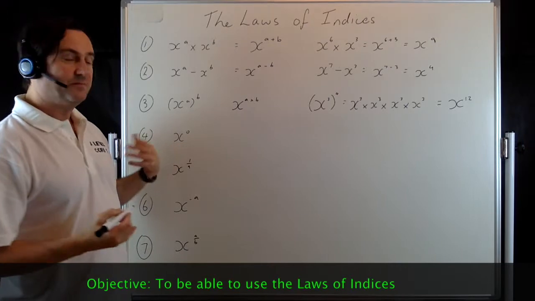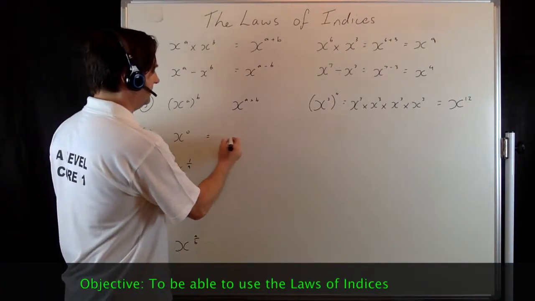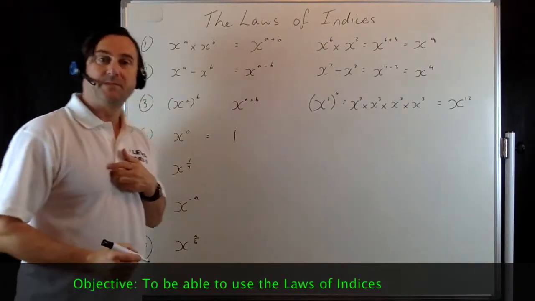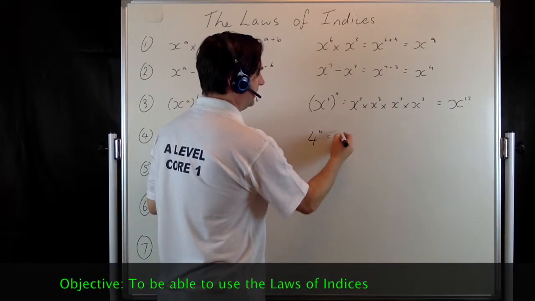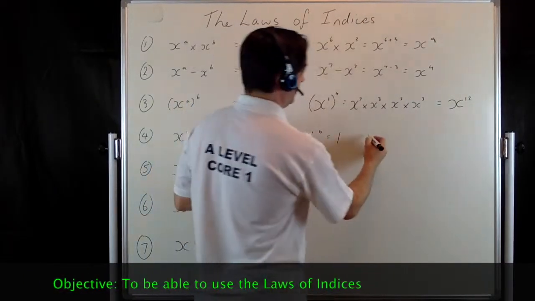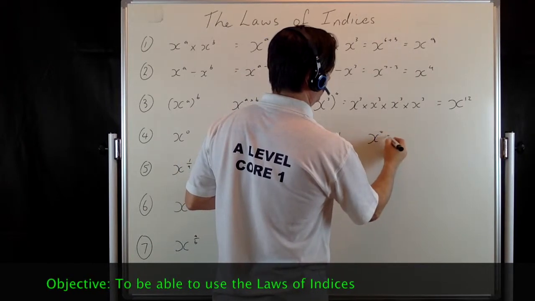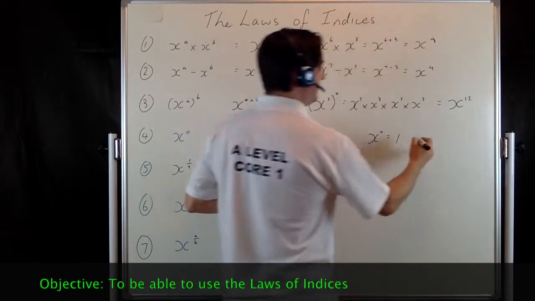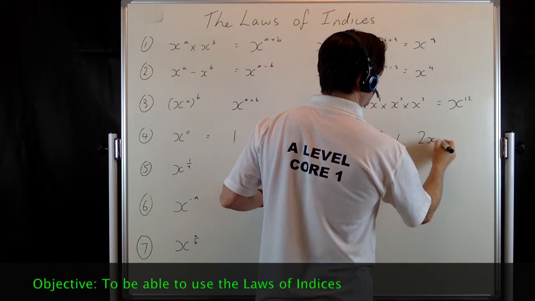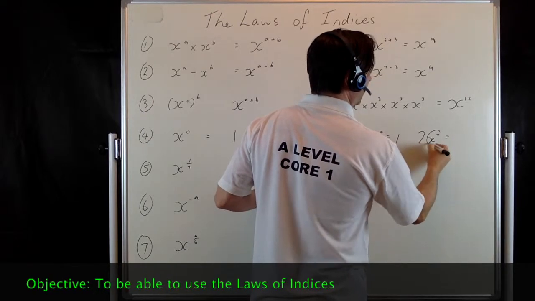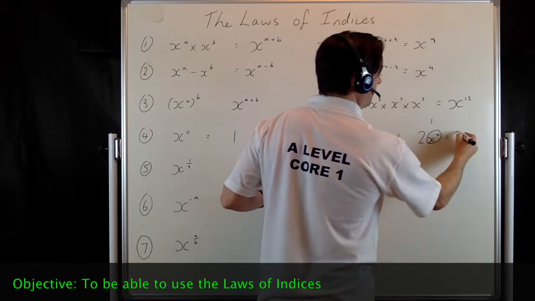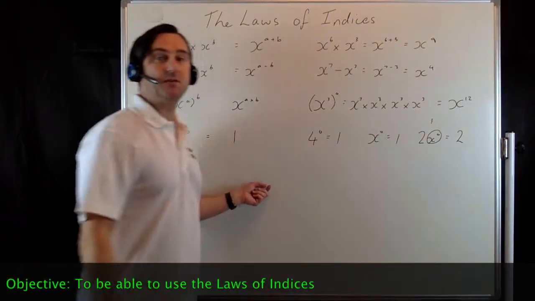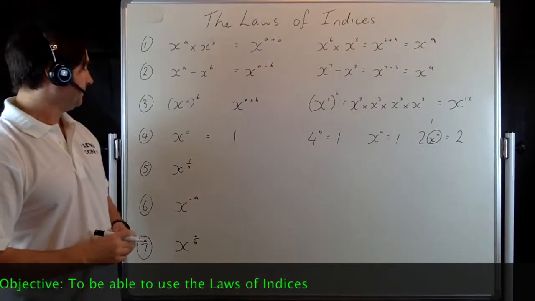X to the 0. X to the 0 is always 1. So if you've got 4 to the 0, that's going to be 1. If you've got x to the 0, it's 1. If you've got 2x to the 0, x to the 0 is 1, but then you've got 2 times 1. So that's going to give you 2. So be careful with that one.